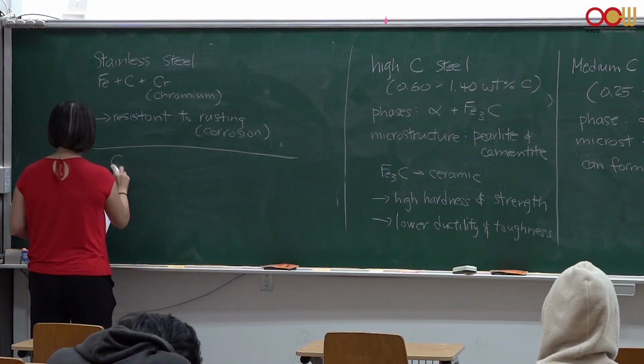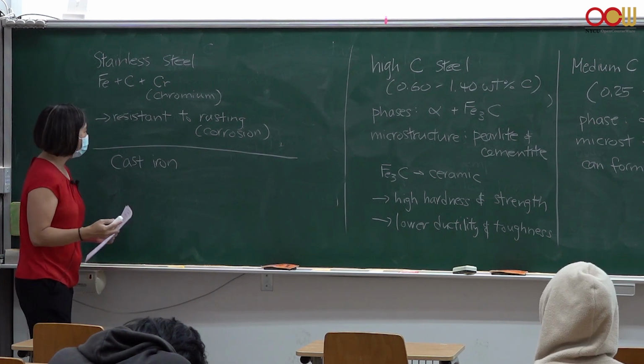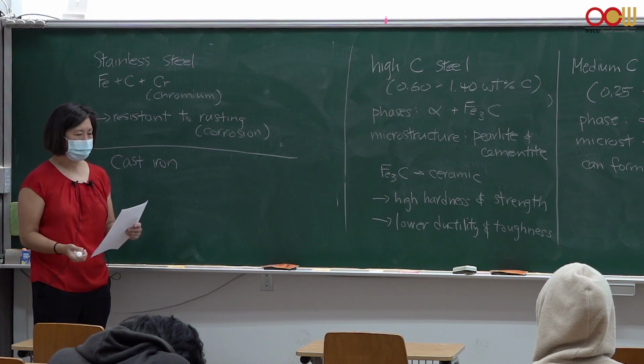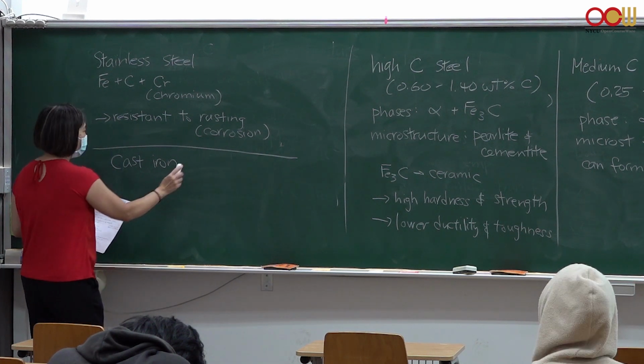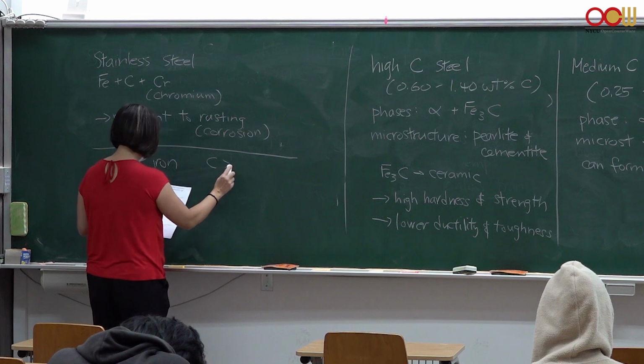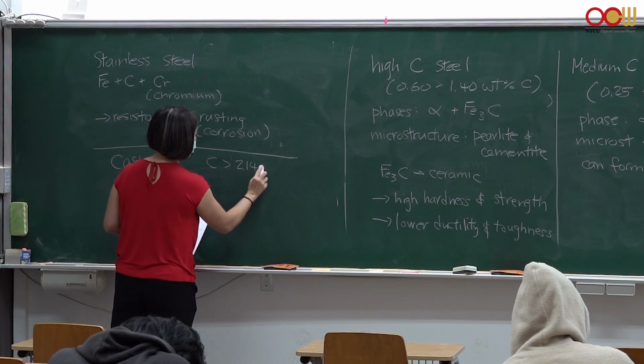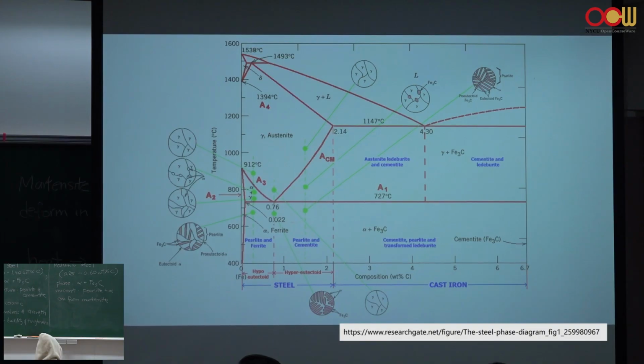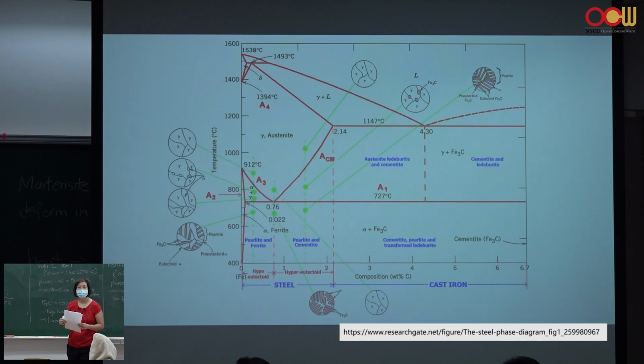And then you have cast iron. People don't use cast iron a lot anymore. It used to be used in cookware. And this is carbon greater than 2.14 weight percent. Okay, so if you look at the phase diagram, you'll see that everything greater than 2.14 weight percent is considered cast iron.